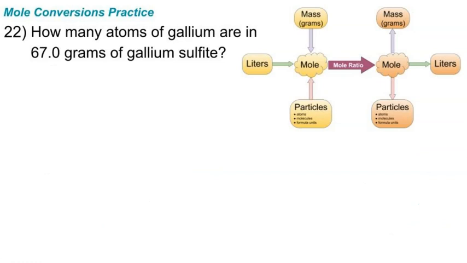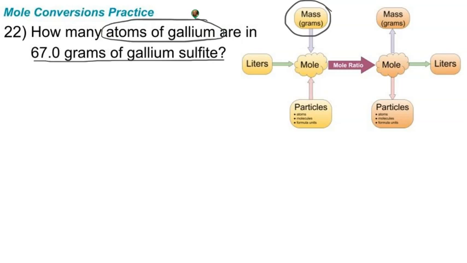On 22, we are asked how many atoms of gallium are in 67.0 grams of gallium sulfite. So we are starting with 67 grams of gallium sulfite, so I'll circle mass or grams on my chart, and we are going to atoms of gallium, so a different substance here. So when I circle my particles, which I know an atom is a type of particle, I'm circling it on the other side of my mole conversions chart.